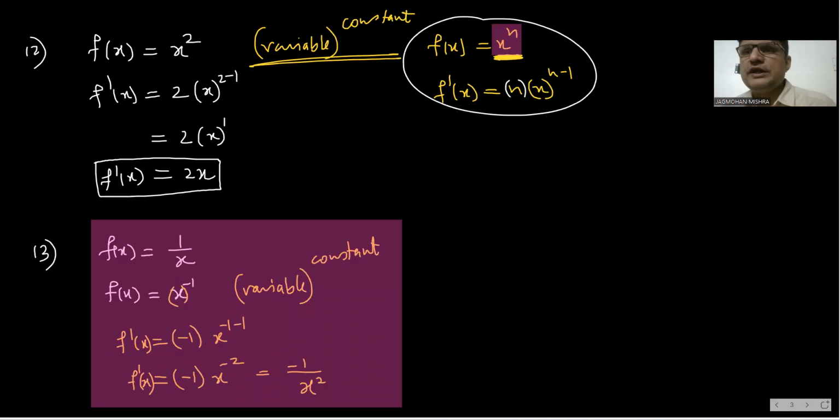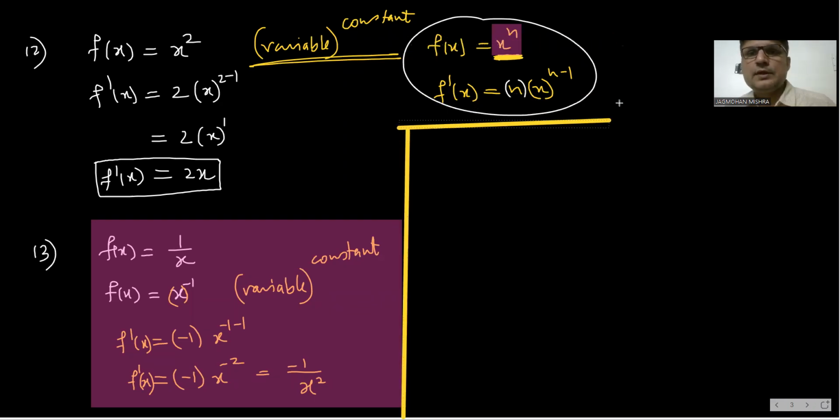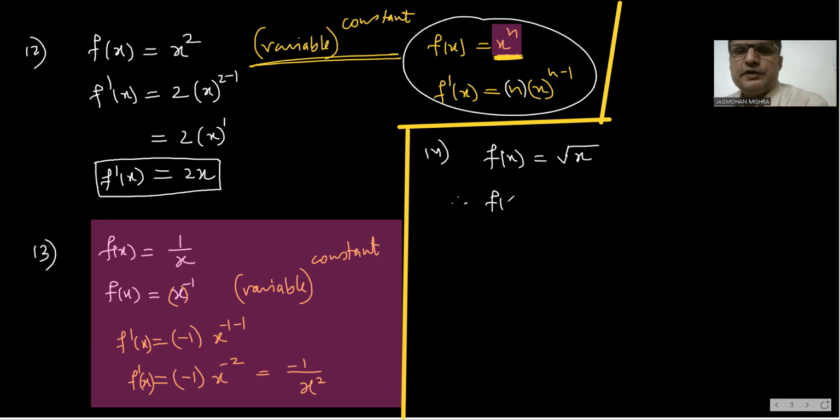I'm now going for 14th, which is square root of x. Question number 14. f of x equals square root of x. So I write this as, therefore, f of x, square root of x. Can I write x raised to 1 by 2? Definitely yes. So now I write, therefore, x raised to 1 by 2.